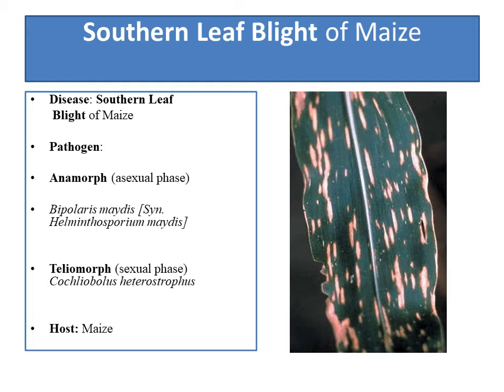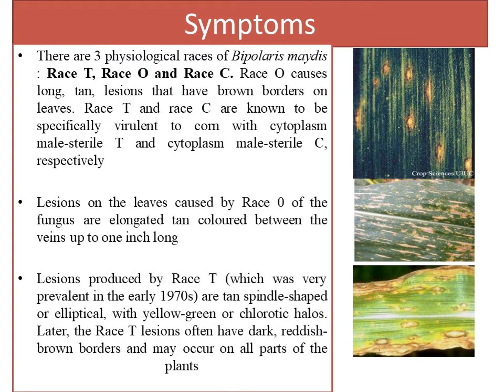Next is southern leaf blight. This is caused by Bipolaris maydis, also known as Helminthosporium maydis, now called Bipolaris maydis. Its sexual stage is Cochliobolus heterostrophus. There are 3 physiological races of Bipolaris maydis: race T, race O and race C.